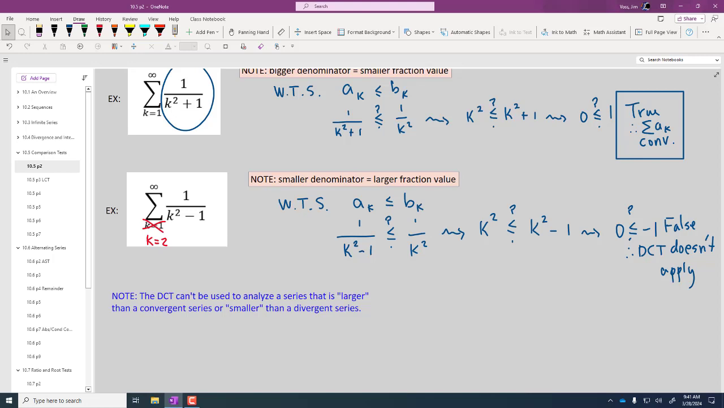Okay, so the direct comparison test cannot be used to analyze a larger series if we're trying to show convergence. Bigger than convergence is not definitive.